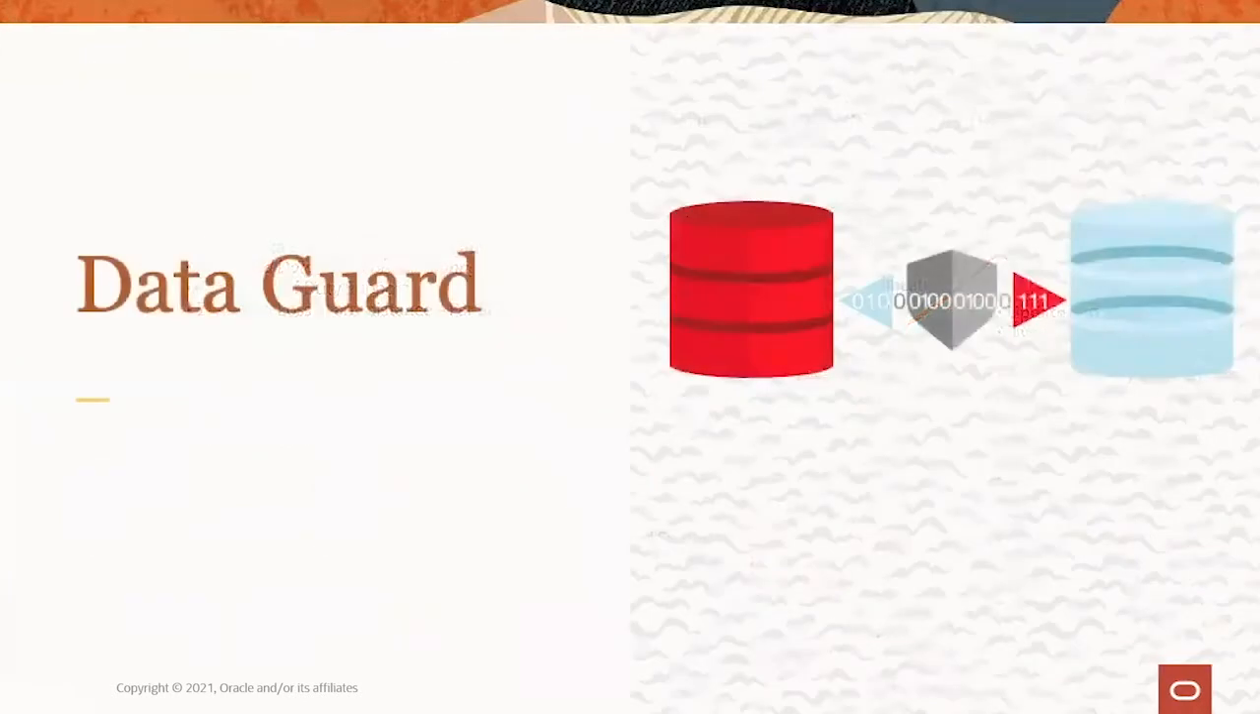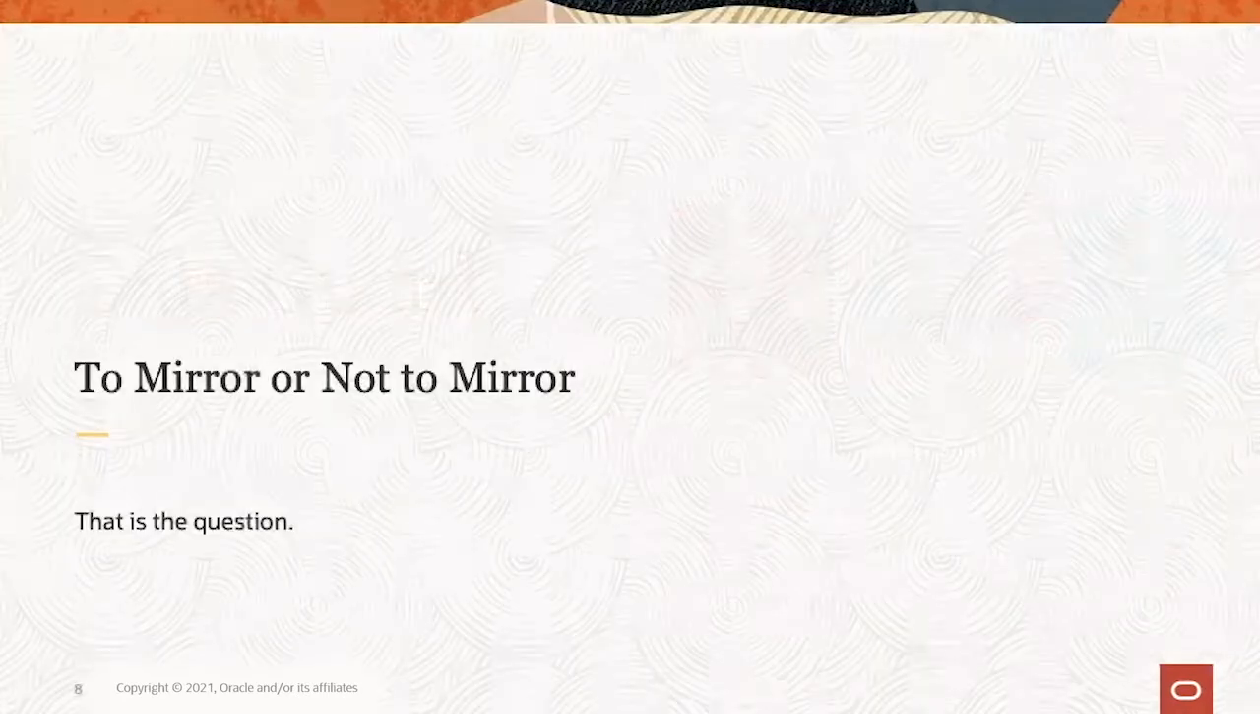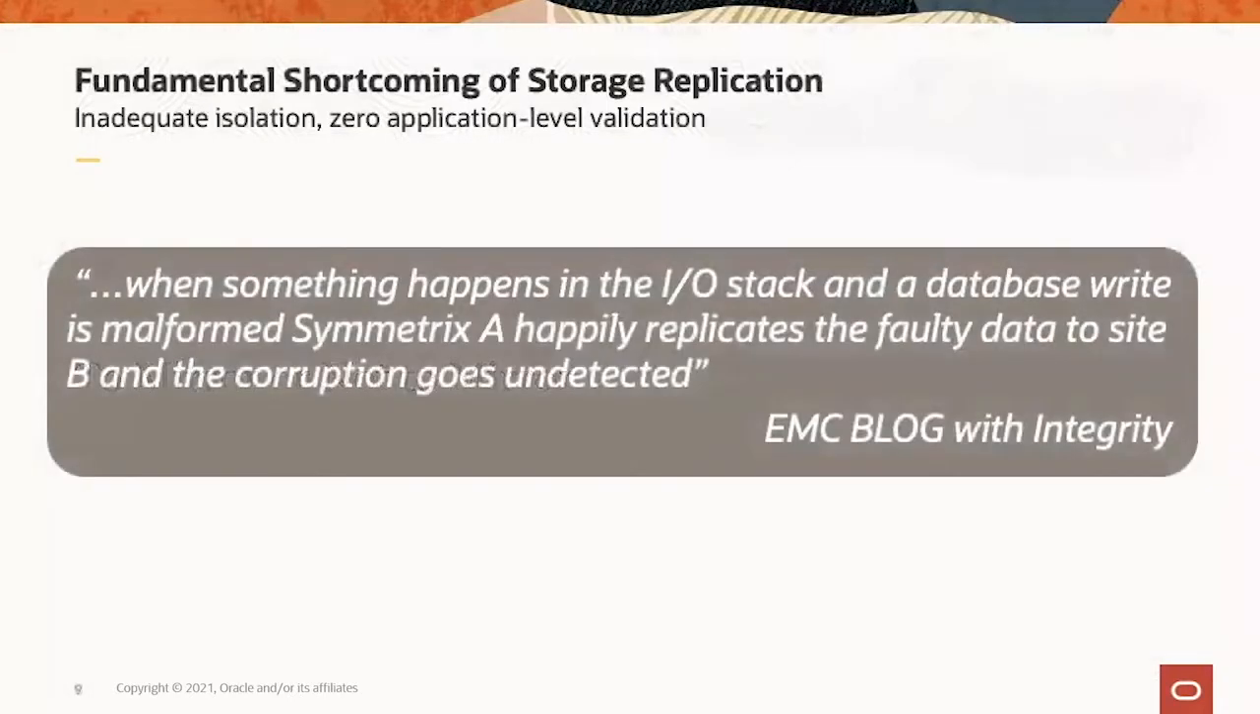So let's dig into Data Guard. Something we often get asked is to mirror or not to mirror. So storage replication does have its place in the landscape and in the architecture, but it's not meant for every single thing. So imagine a situation with more layers: virtualization, network layers, storage area networks, and that kind of stuff. It all contains software, and software might contain some bugs.